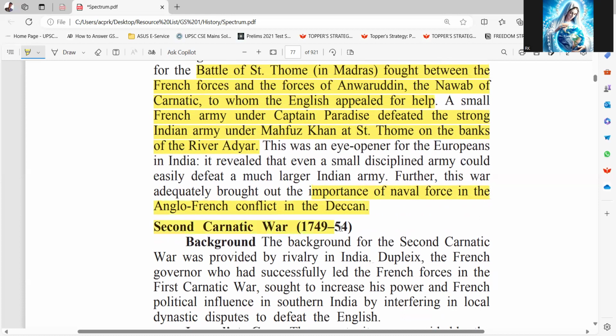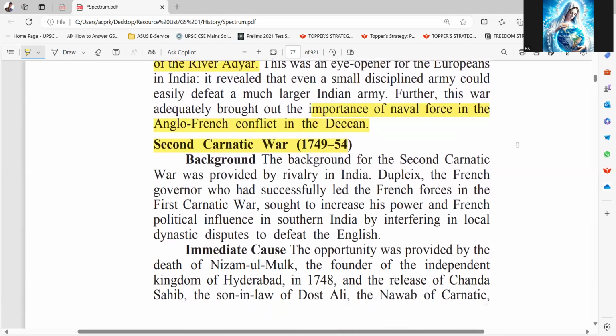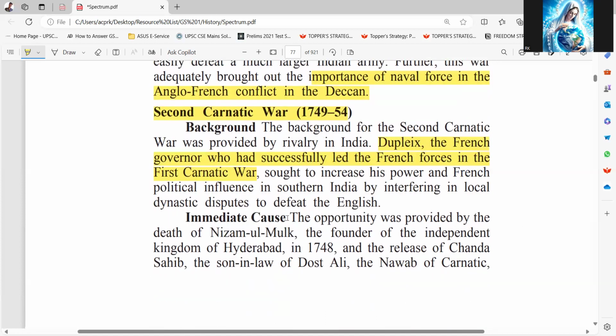Second Carnatic War, which happened in 1749 to 1754. Background. The background for the Second Carnatic War was provided by rivalry in India. Dupleix, the first governor who had successfully led the French forces in the First Carnatic War, sought to increase his power and French political influence in southern India by interfering in local dynastic disputes to defeat the English.